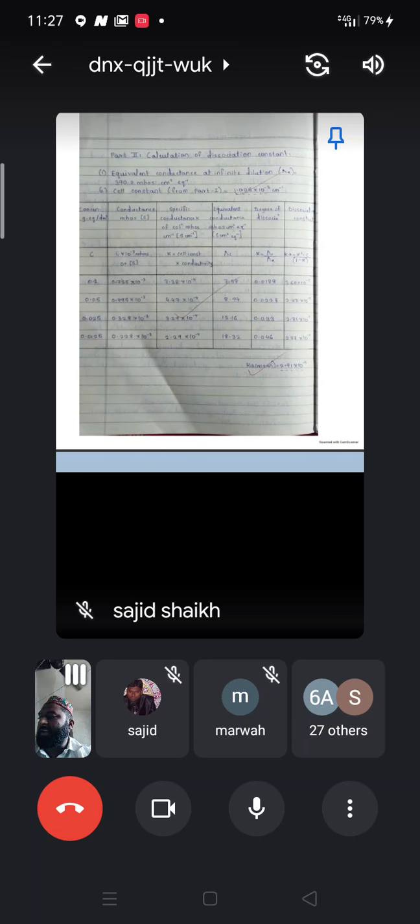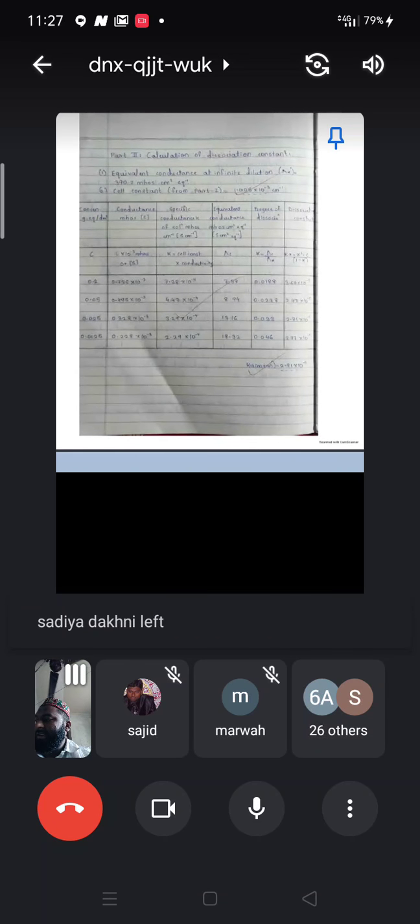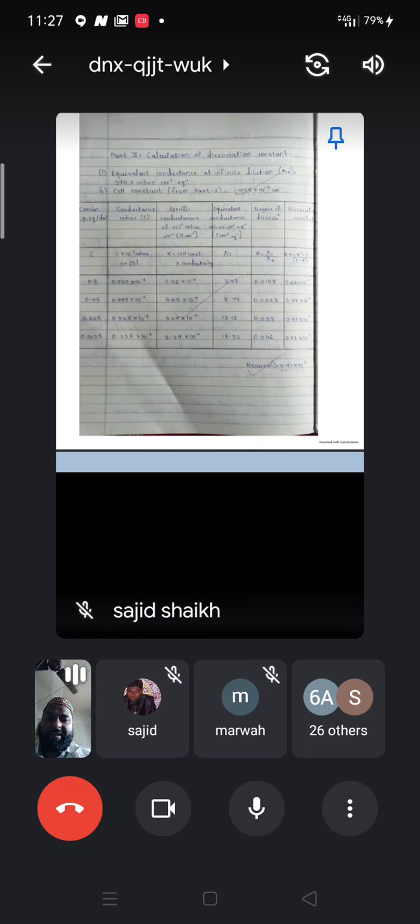Then the equivalent conductance, that you have to calculate. For calculating the equivalent conductance lambda c, we have seen the formula. Then next, the degree of dissociation alpha, and finally we have to calculate the dissociation constant.